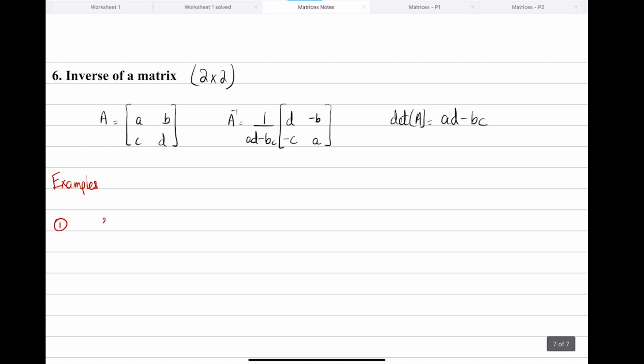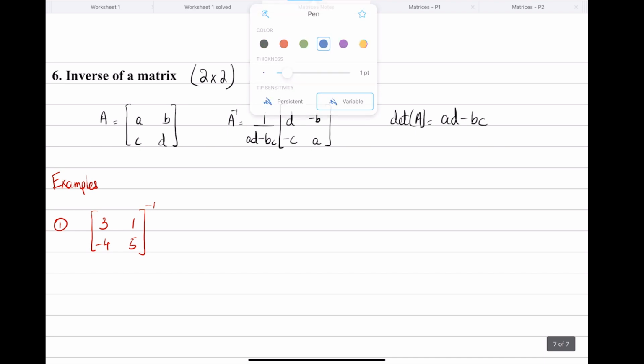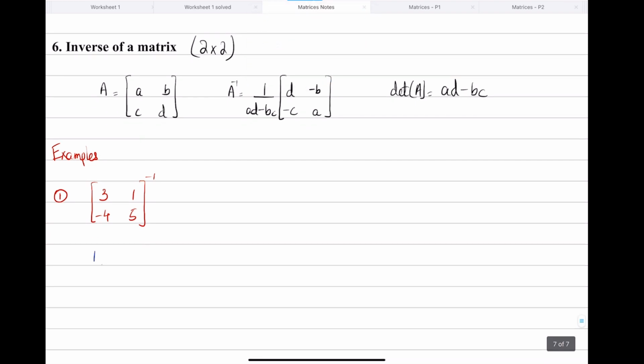So let's say you have 3, 1, minus 4 and 5, and your job is to find the inverse of this matrix. That's what inverse is, right? You write to the power minus 1, like sine inverse, cos inverse. So how do you find the inverse of this matrix? Here's how you do it. 1 upon 3 into 5, which is 15, minus 1 into minus 4, so that's minus 4. Later on, minus minus will become plus.